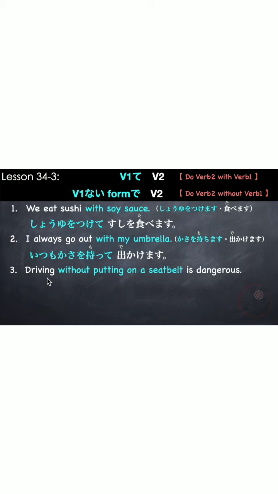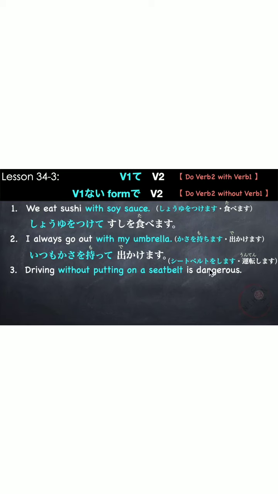Okay, next is using the nai form. For example, driving without. So here we are using without or nai. Without putting on a seatbelt is dangerous. So what are our verbs? The first one is putting a seatbelt, which is シートベルトをします. And our second verb is drive, which is 運転します.